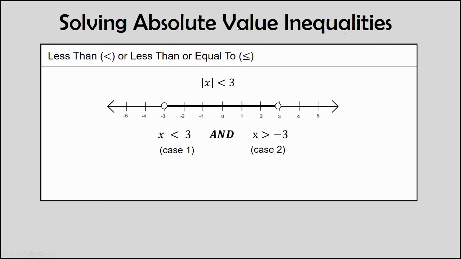So what's going to happen with our absolute value inequalities is we're going to have to write two cases and then solve those two cases. Okay. So now we know that the solution is the intersection of their graphs.